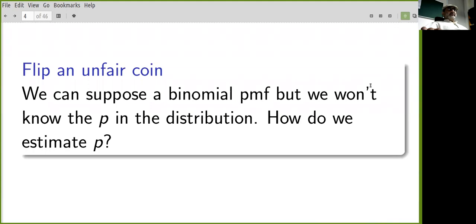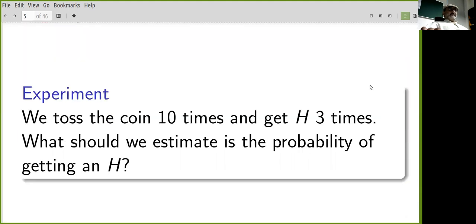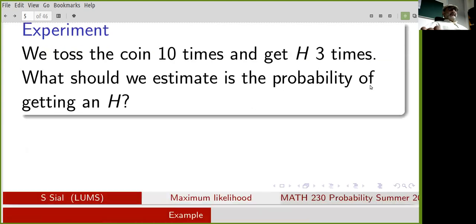So for example, we can flip an unfair coin. We don't know what p is in the distribution. So how would we estimate p? Let's say I toss a coin 10 times. I get h 3 times. What do we estimate is the probability of getting an h?